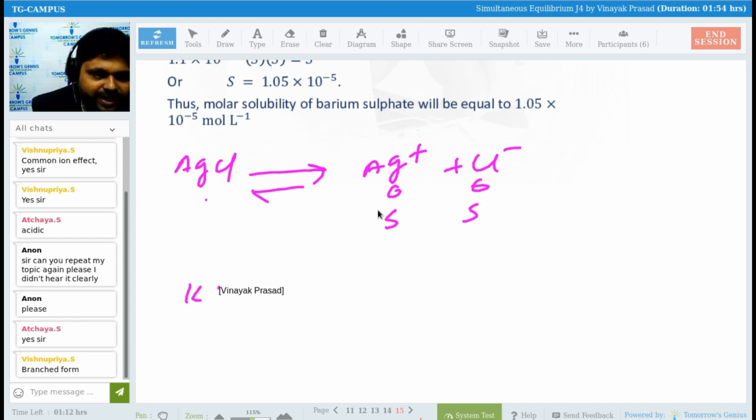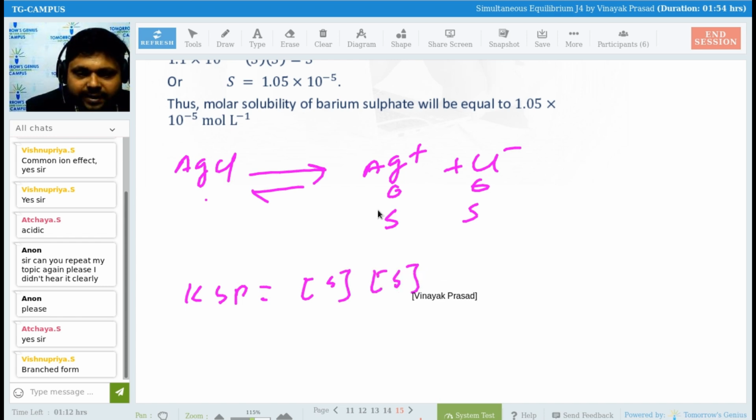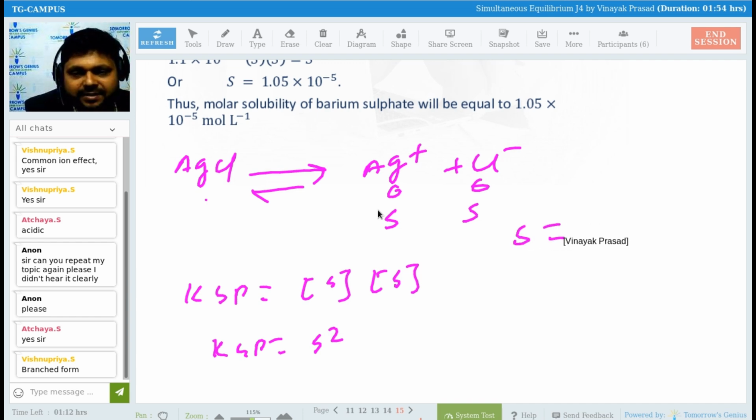So if we have to find Ksp for this, the Ksp will be what? We have S amount, the concentration of Ag+ is S. So Ksp will be S into the concentration of Cl-, that is S, right? So Ksp equals S squared. Can we write this as S squared or not? Please tell me, guys. And if we have to find S, can we write the square root of Ksp?